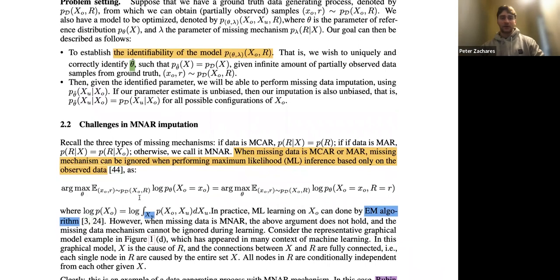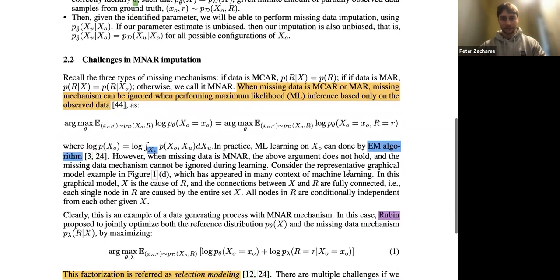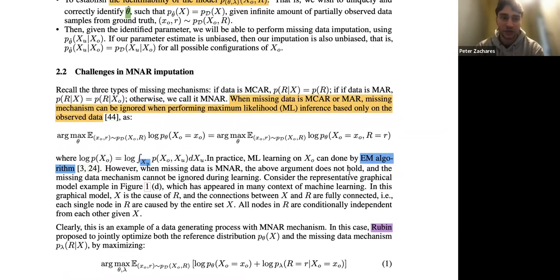And so, okay, 2.2, let's see. Yeah, they say call it their name. Okay, so again, they just point to the first two cases, which is when missing data is missing completely at random, so there's no relationship between the feature space and the missing mechanism, or when the missing mechanism is completely dependent on the observed variables, then you can perform maximum likelihood estimation based only on your data. So you don't have to take into account the missing mechanism, essentially.